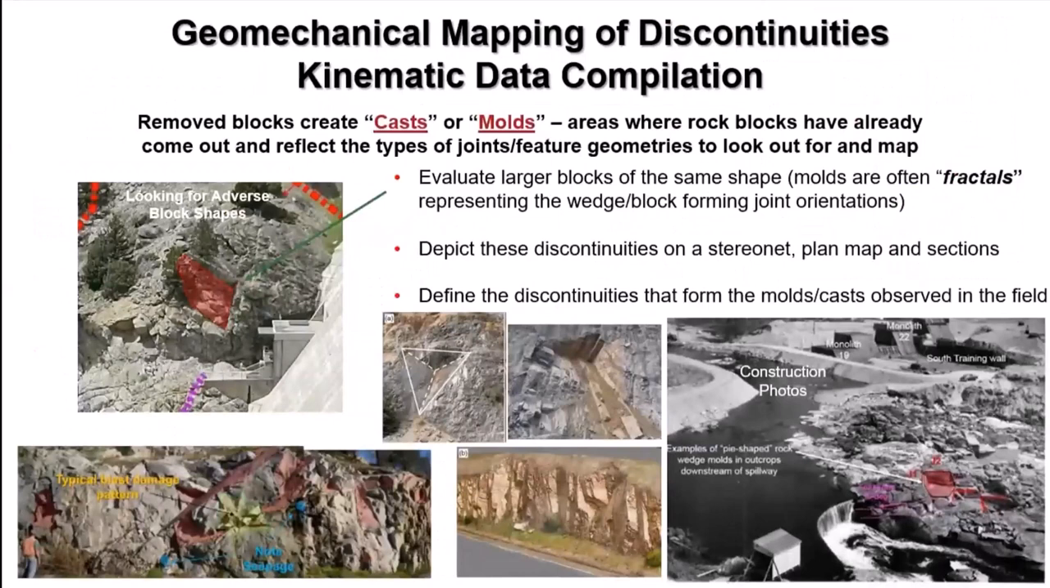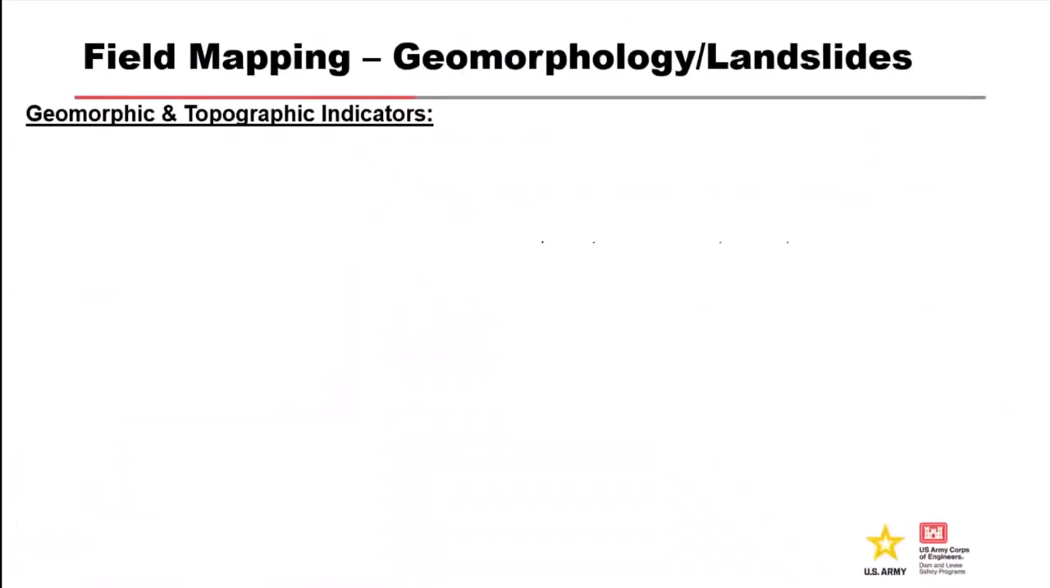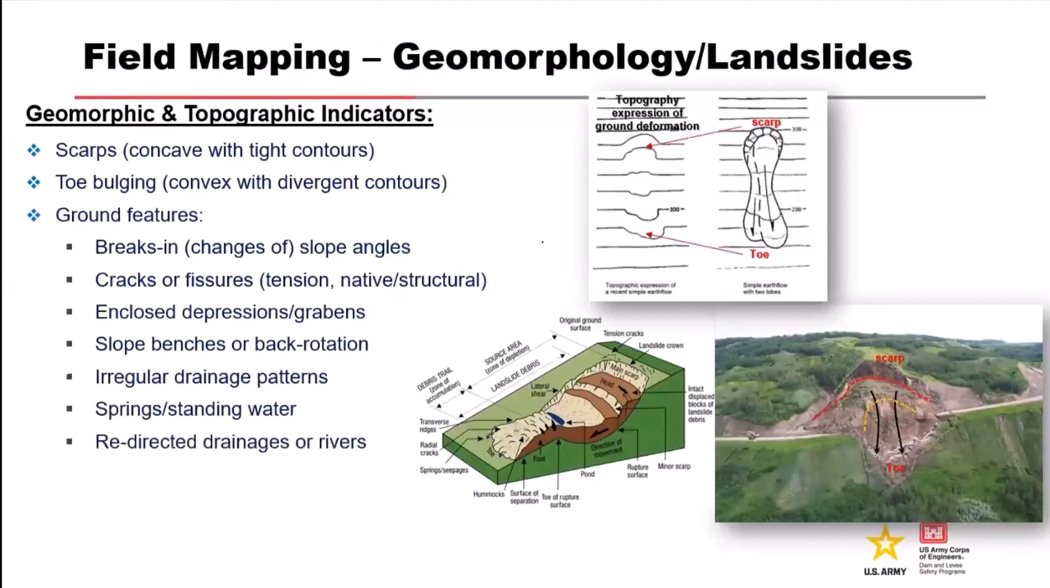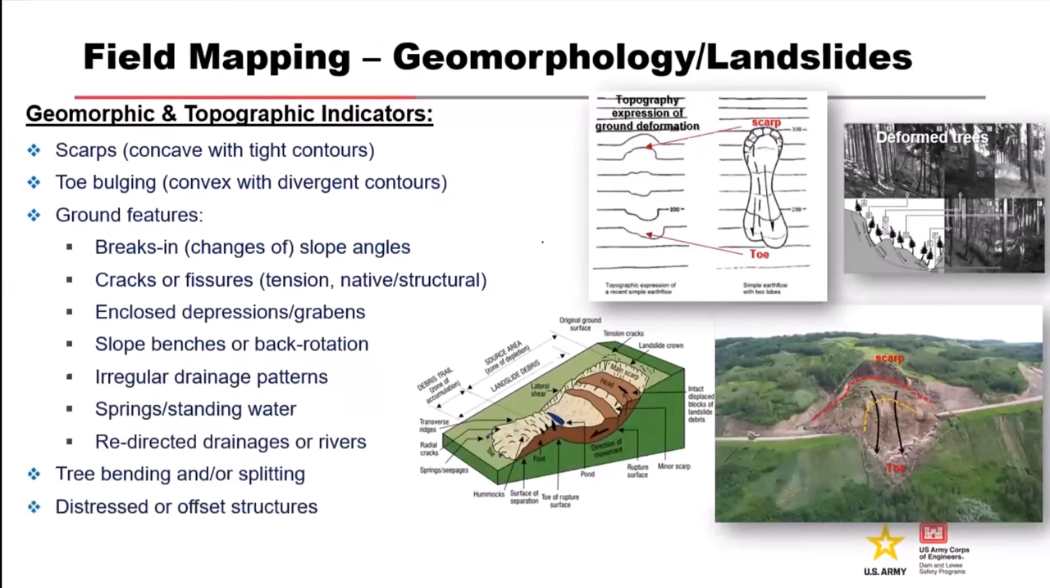This is what I meant by those casts or molds. You can also look at old construction photos and identify where blocks have been plucked or moved off of a surface. And those joint sets are very likely what controls a lot of other structural features you might be interested in. Geomorphic and landslides, a basic background in what you look for when you're doing landslide mapping.